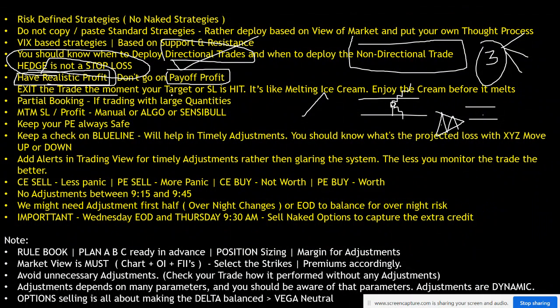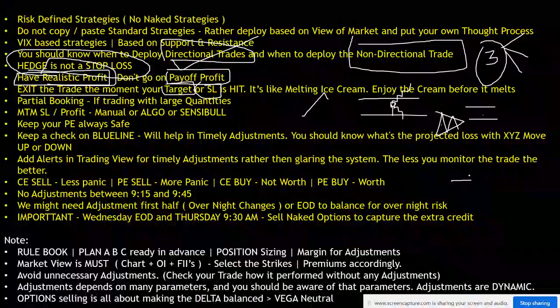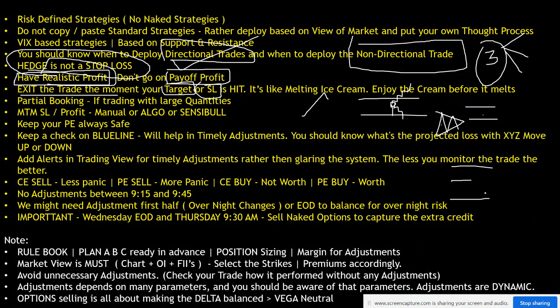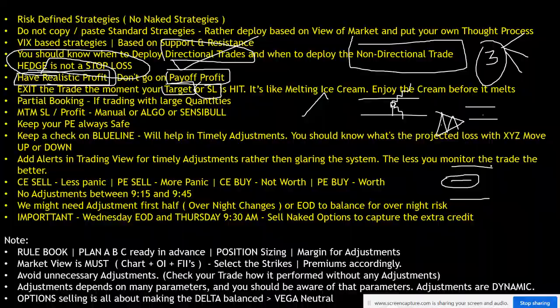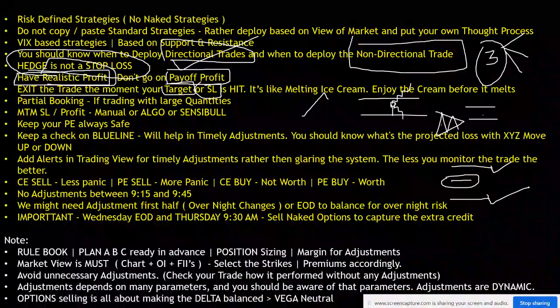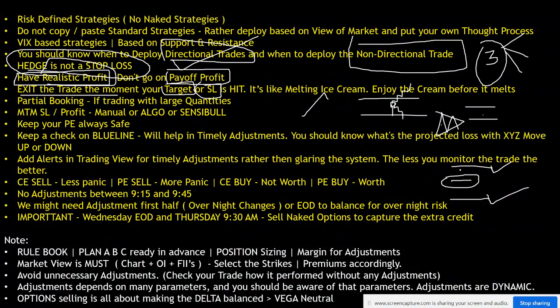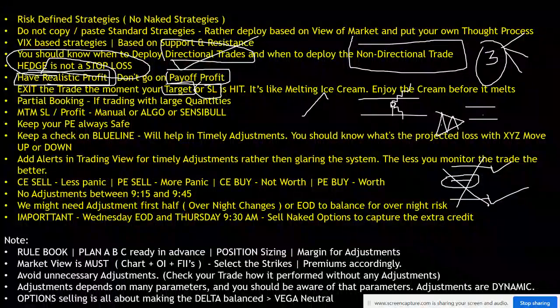Exit the trade the moment your stop loss or your target is hit. That's it. Your entry, your target, your stop loss, that's it. Whenever you enter, you have to exit your trade the moment your target is hit, or the moment your stop loss is hit. You don't even give it a thought. Just exit the entire trade and then you do the analysis.